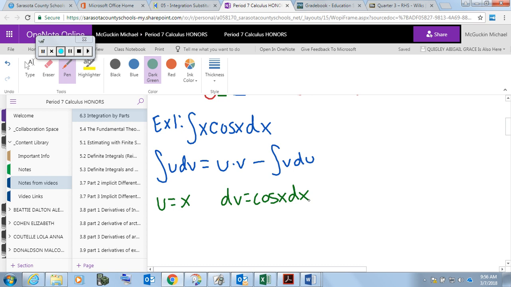And for some time, that is going to be how it's laid out for us, but I don't want you thinking that's all the time. So by parts, my u part and my dv part. That's what I just broke it up into right here.